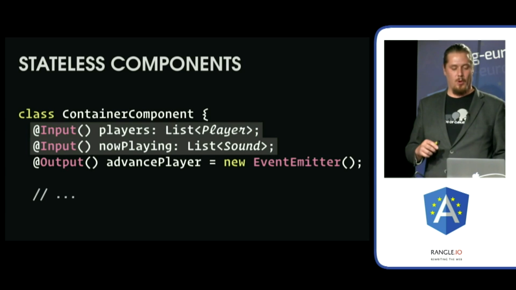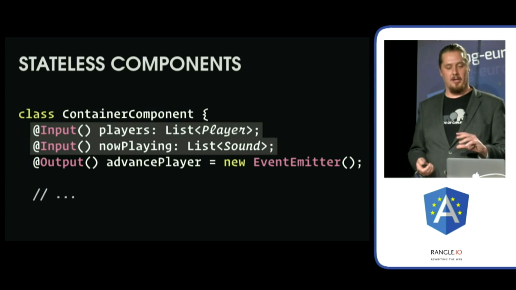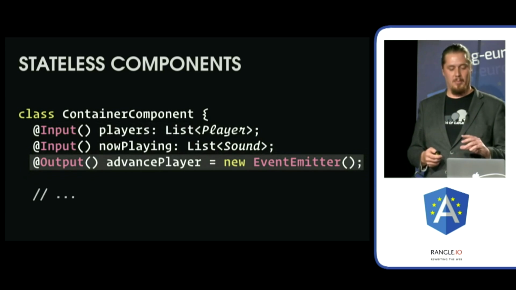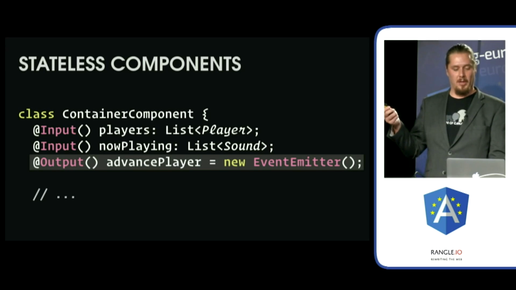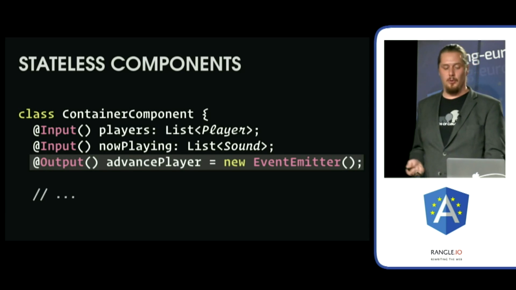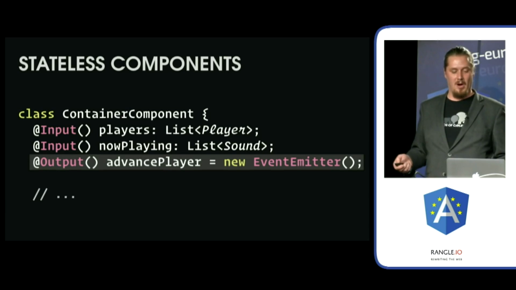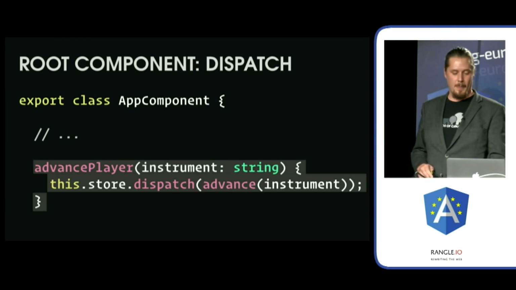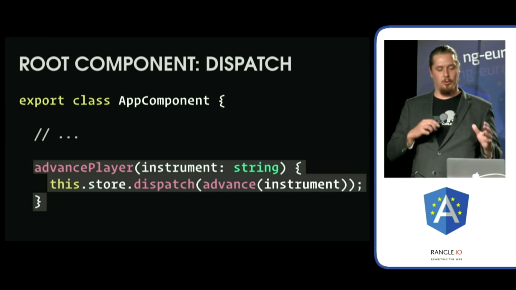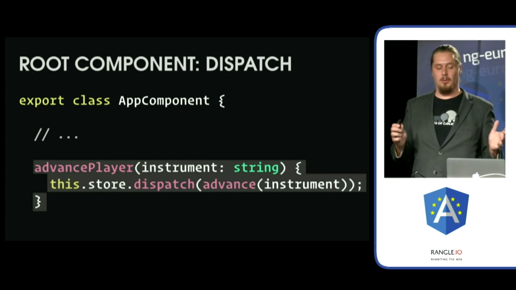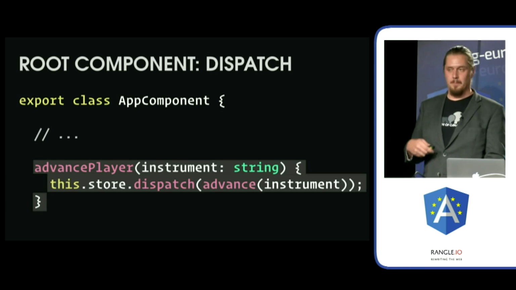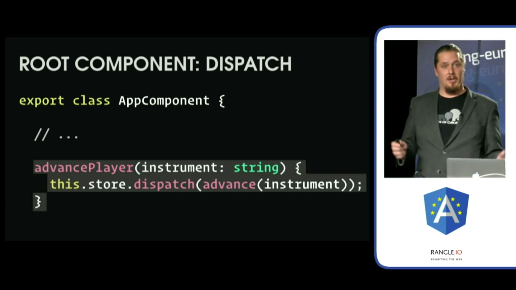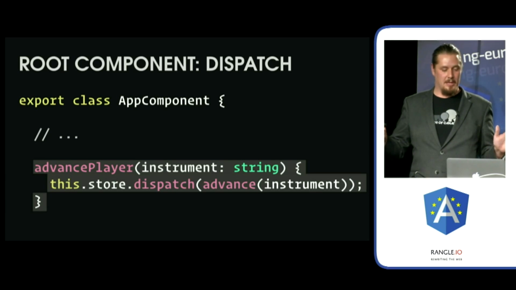So when we turn that around, when the user actually does something, when they click on one of those buttons, we get events that we then propagate back up the component tree in the opposite direction from the inputs. So we get events that go up, reach the root component, and there we dispatch an action to the store. So this is how the root component ends up having a bidirectional relationship with the store. It not only subscribes to it, but also dispatches actions back to it. But the rest of the components know nothing about this. They just use inputs and outputs.